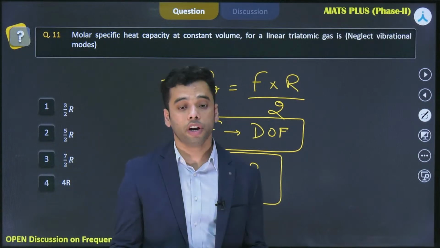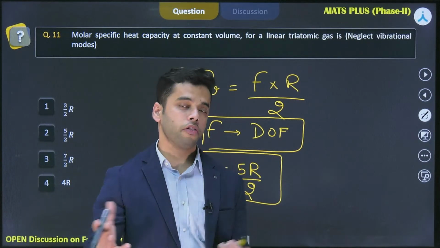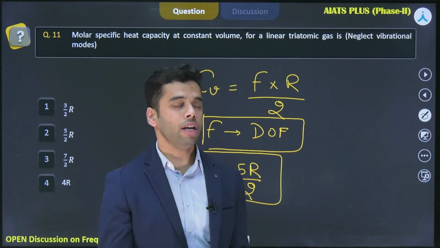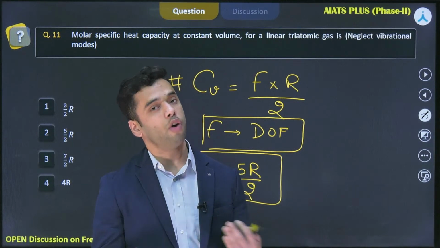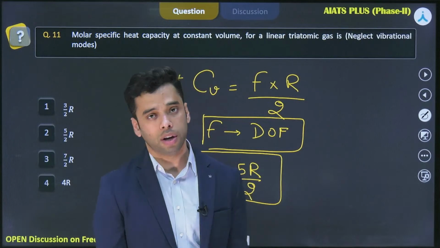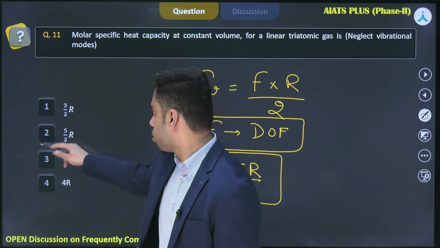Three translational degrees of freedom, 2 rotational degrees of freedom, total degrees of freedom becomes 5. The value of CV, molar specific heat capacity at constant volume, is coming out to be equal to 5R by 2. That means the correct answer should be option 2.